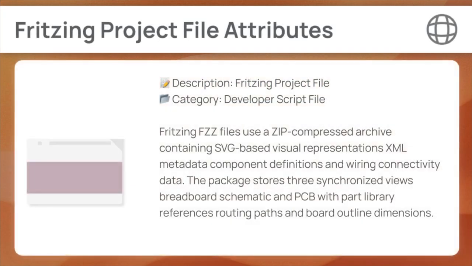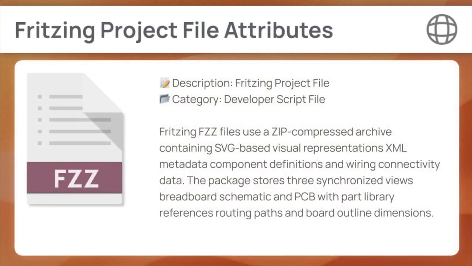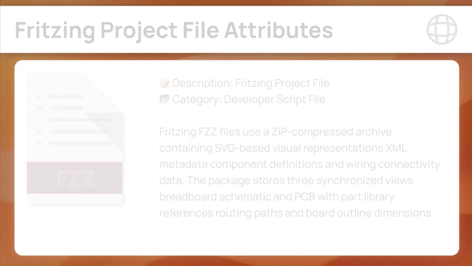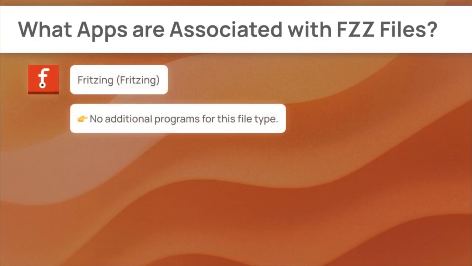Fritzing FZZ files use a zip compressed archive containing SVG-based visual representations, XML metadata component definitions, and wiring connectivity data. The package stores 3 synchronized views: breadboard, schematic, and PCB, with part library references, routing paths, and board outline dimensions. The FZZ format has primary linkage to the Fritzing application by Fritzing.